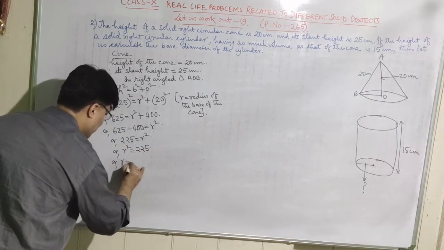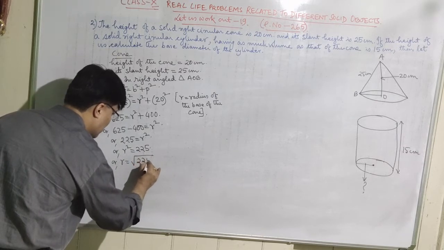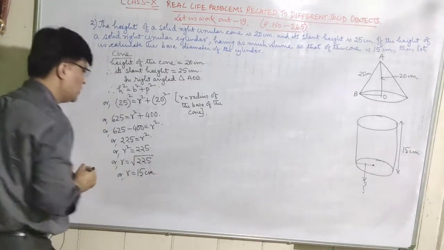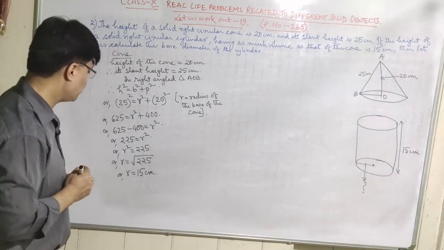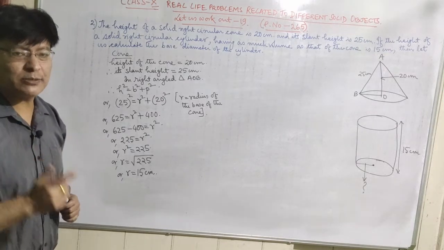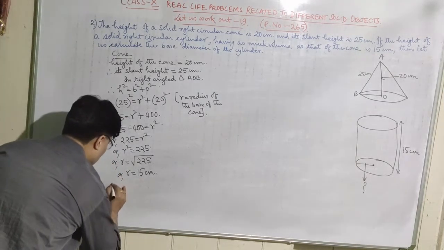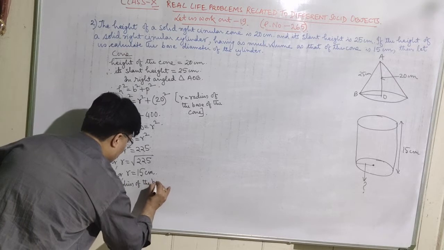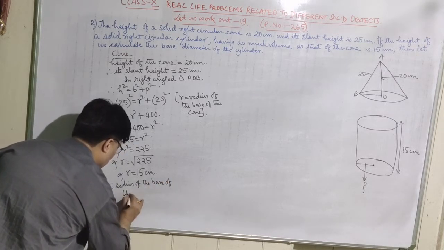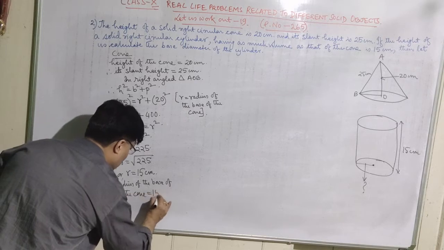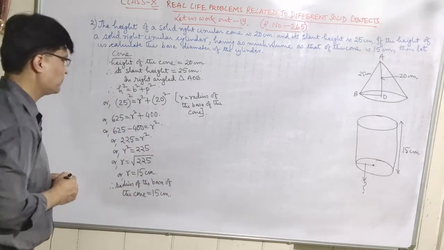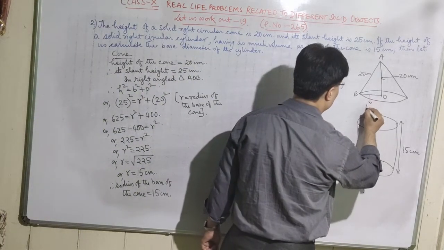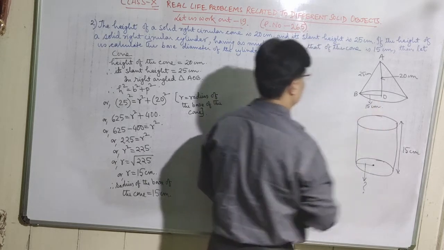What is r here? r is equal to the square root of 225, so r is equal to 15. The square root of 225 is 15 centimeter. Therefore, the radius of the base of the cone is equal to 15 centimeter. So what is the radius of the base of the cone? It is 15 centimeter.